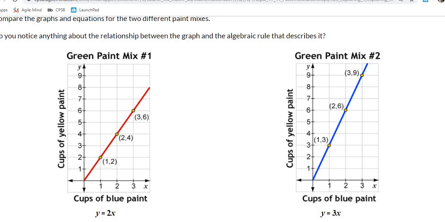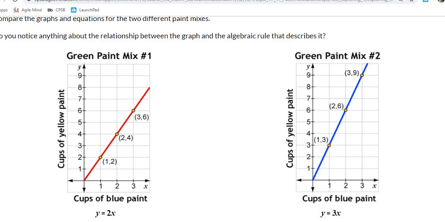Okay, you see that from the graph? Yes, ma'am. And how does that relate to its equation? Because it multiplies by 2. Oh, because it multiplies by 2. Very good. So, what is my constant of proportionality on the blue line? 3. So how is that shown in my algebraic rule? Yes, ma'am, by 3 times x.